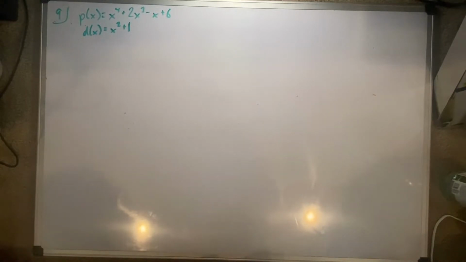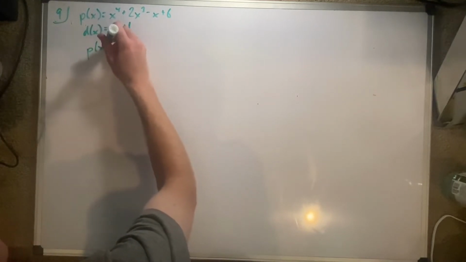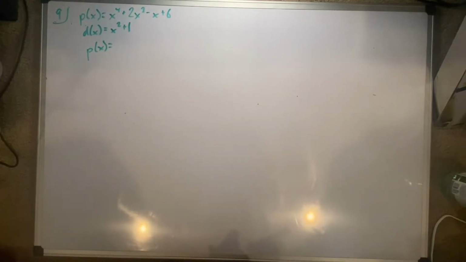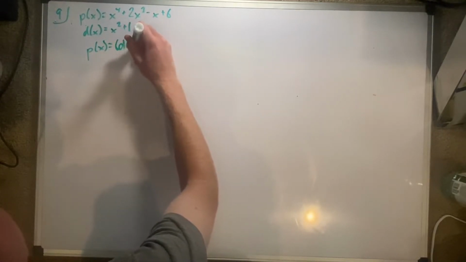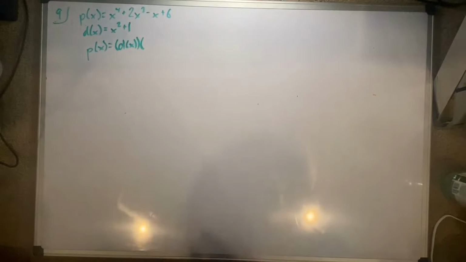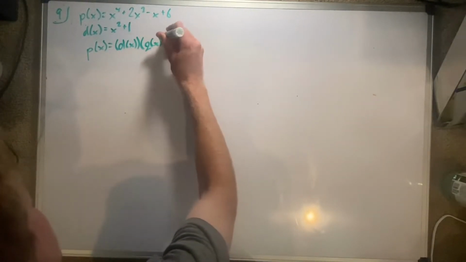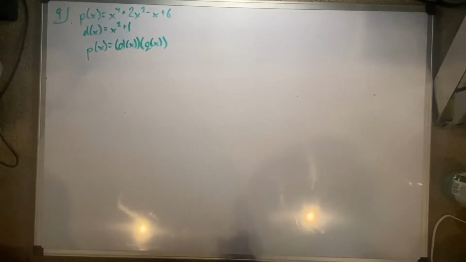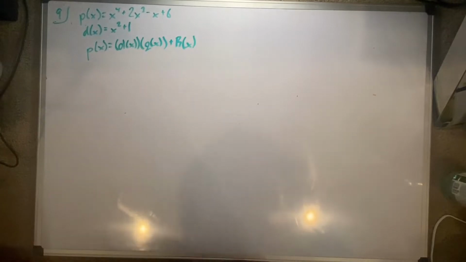So I'll explain what that means in a minute. So p(x) such that p(x) is equal to d(x) times q(x) plus r(x). So, wow, that's complicated.